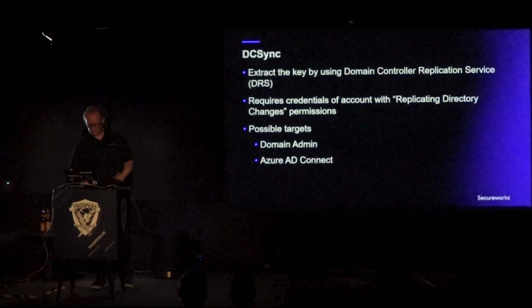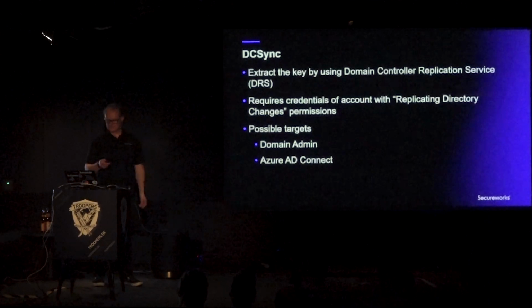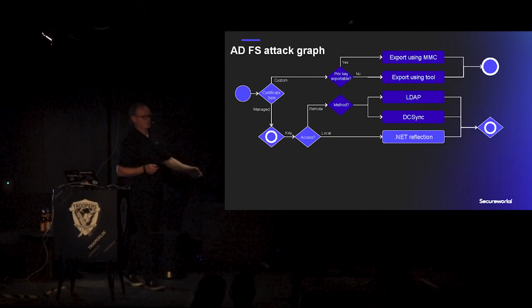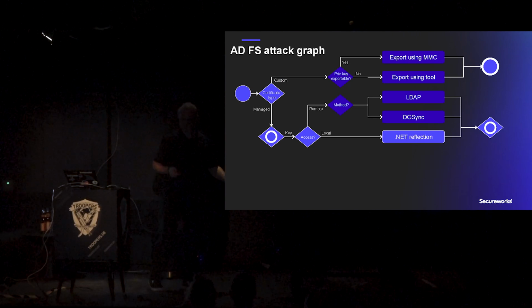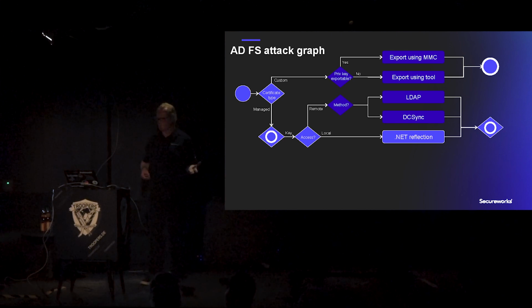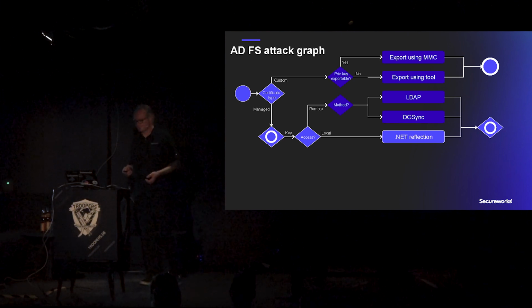Okay, so let's move forward. So next will be that if you have local access to the ADFS server, you can use .NET reflection to get the key. And what the heck does this mean? .NET reflection. So let's talk about that.